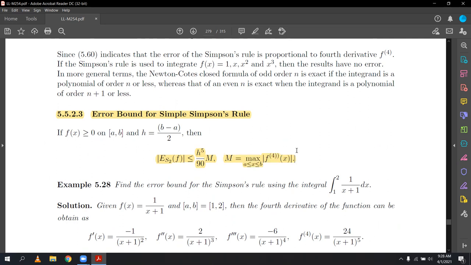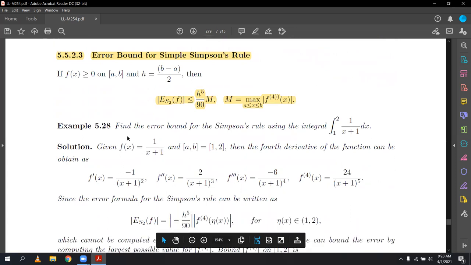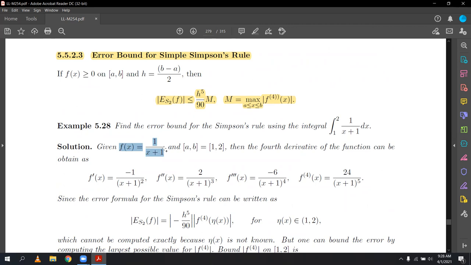Let's say maybe in the final exam, you can have a multiple choice problem and it can say, find the error bound of this problem, and it gives you four options. The complete question is not like this one. So you say, find the error bound for the simple Simpson rule for this one. Your f of x is given, this one. For the simple Simpson rule, h is what? It is 2 minus 1 divided by 2, which is 1 by 2, which is 0.5.